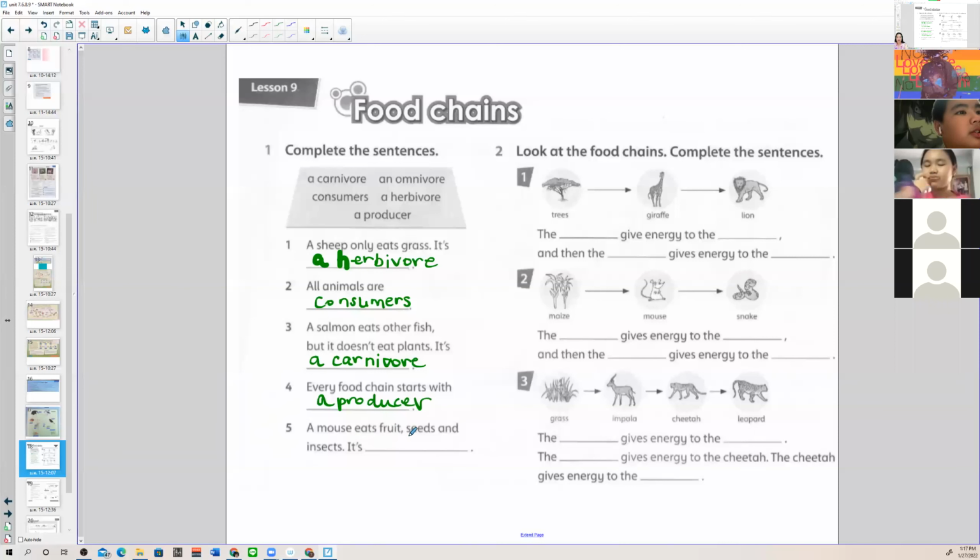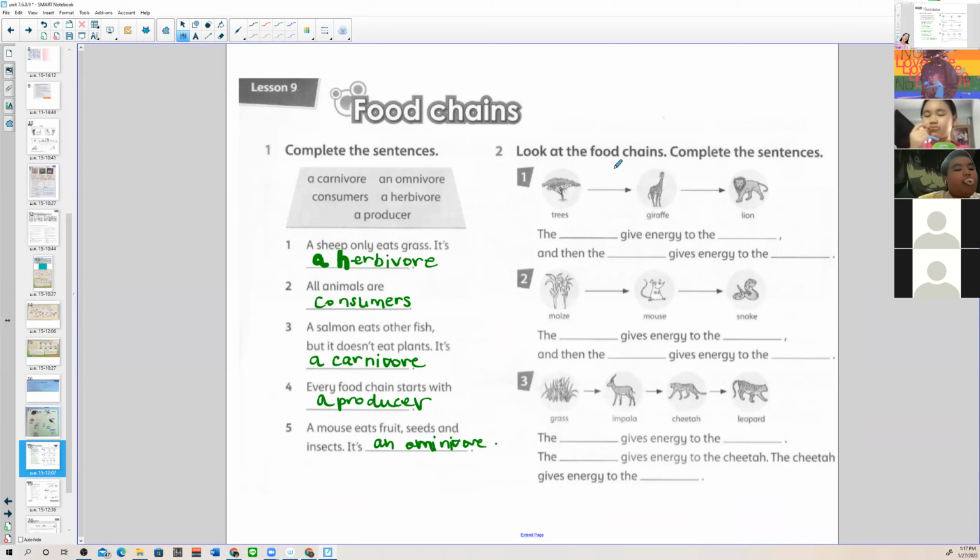A mouse eats fruit, seeds, and insects. What is the mouse? It's an omnivore. Sorry, can you read it? Okay.